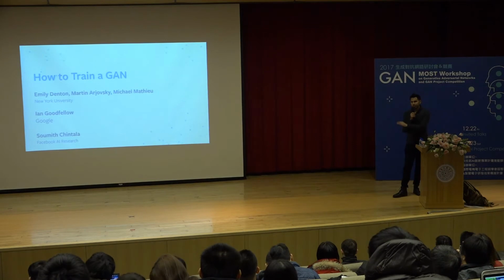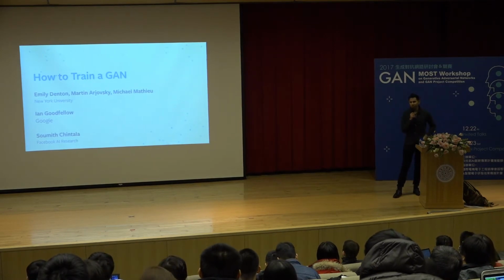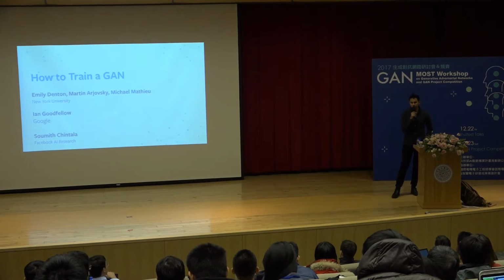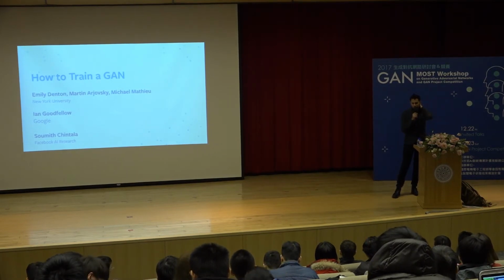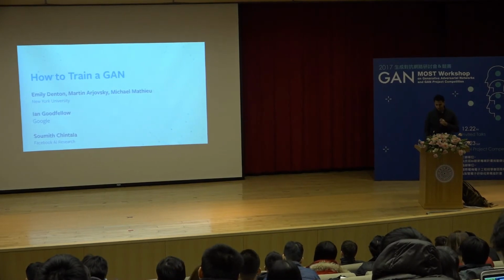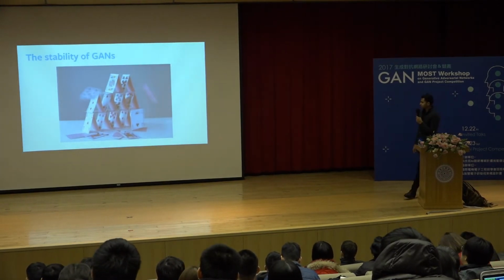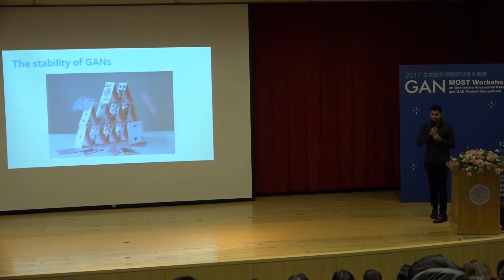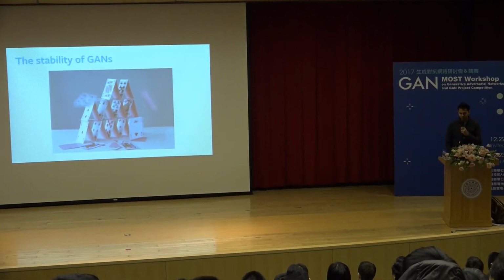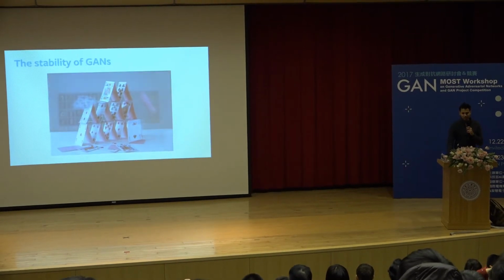This will be a short talk, maybe 20 minutes, and then I will talk about PyTorch, which is a framework that I developed. Okay, to start, GANs are not stable. They're like a house of cards. You never know when they will stop working.